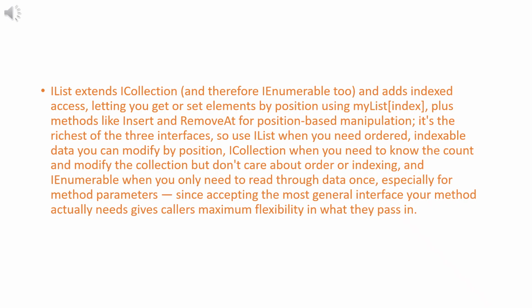IList extends ICollection, and therefore IEnumerable too, and adds indexed access, letting you get or set elements by position using myList[index], plus methods like Insert and RemoveAt for position-based manipulation. It's the richest of the three interfaces, so use IList when you need ordered, indexable data you can modify by position, ICollection when you need to know the count and modify the collection but don't care about order or indexing, and IEnumerable when you only need to read through data once, especially for method parameters, since accepting the most general interface your method actually needs gives callers maximum flexibility in what they pass in.